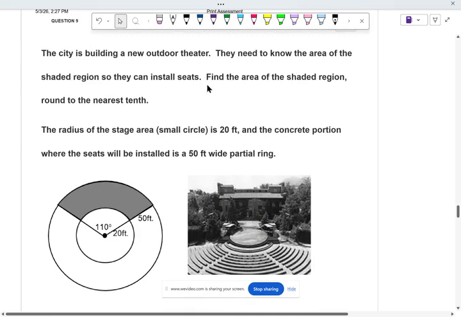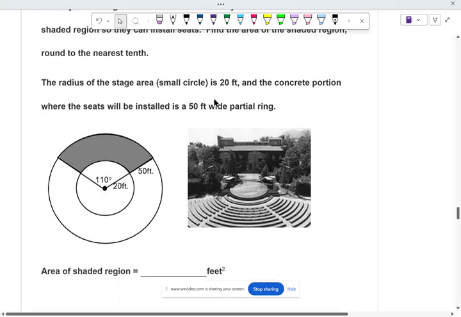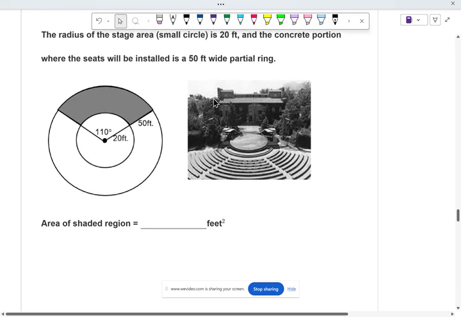The city is building a new outdoor theater. They need to know the area of the shaded region so they can install seats. Find the area of the shaded region, round to the nearest tenth. The radius of the stage area for the small circle is 20 feet. That's right here. And the area of the concrete portion where the seats will be installed is 50 feet wide. They want us to find the area of the shaded region.